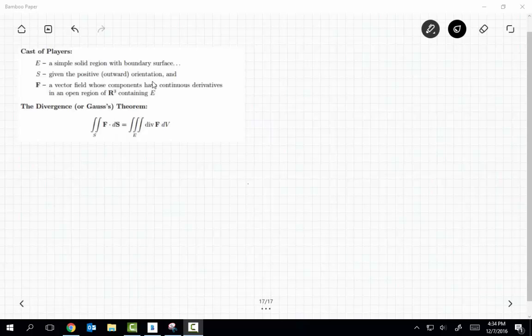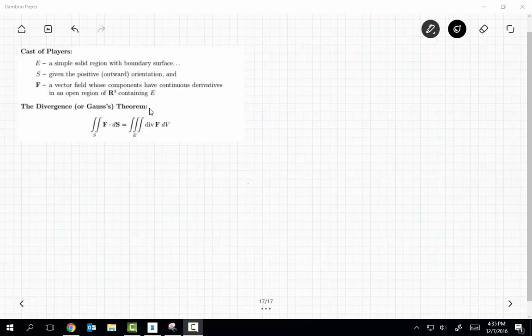But what it says is, well, let's hold on. First things first. We know that E is a simple solid region with a boundary surface, and I'll give you an example here in just a sec. That S is given a positive orientation. It doesn't matter what the orientation is, but we choose outward. We've got to stay consistent. And we've got F, which is a vector field where we have continuous partial derivatives in R3.